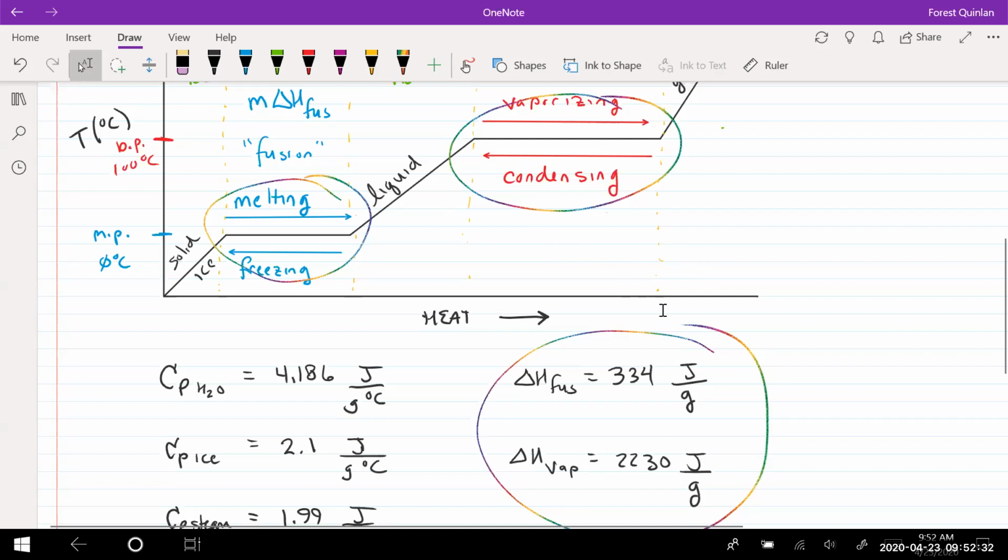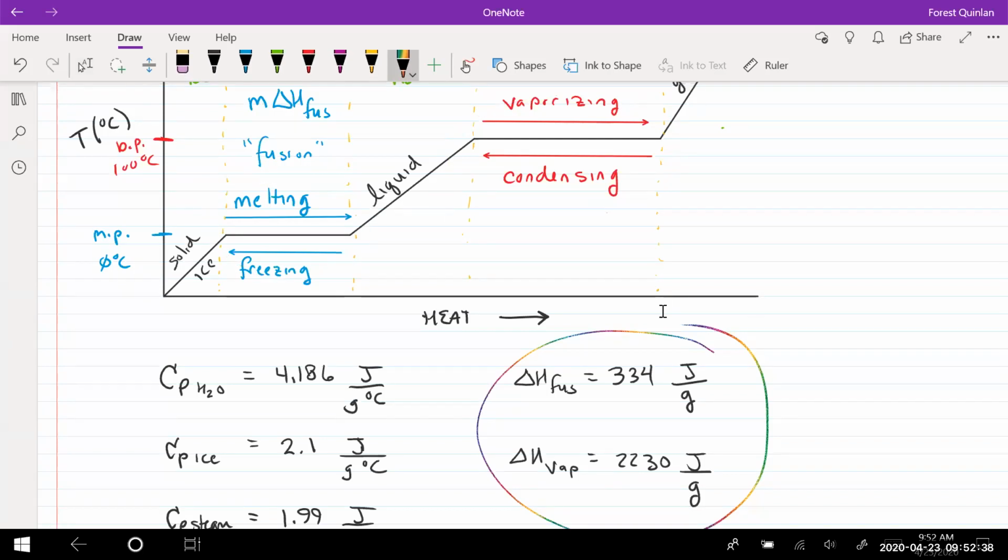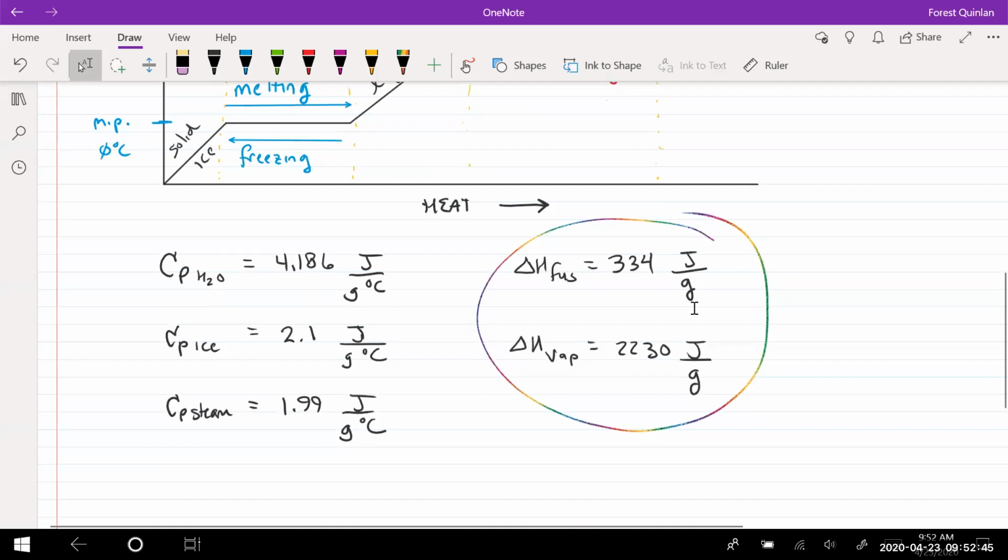But I do just want to point out that if we're taking into account all of our units, you've got to be very careful. Kimchi pointed out that it was 2230 joules per gram. Some people will have it as 2.23 kilojoules per gram. So be very careful on your units.